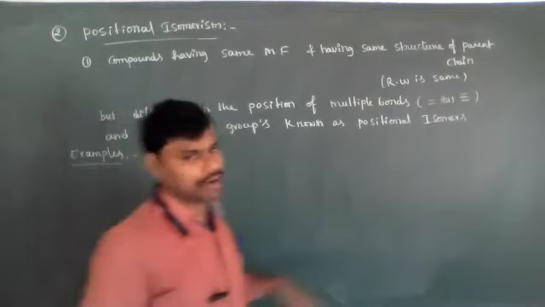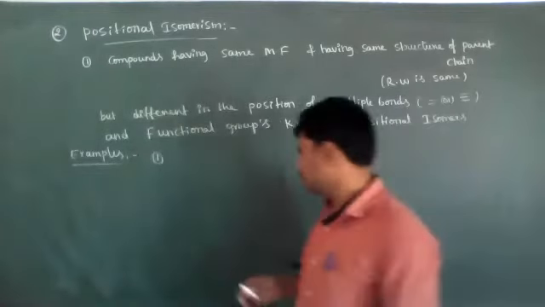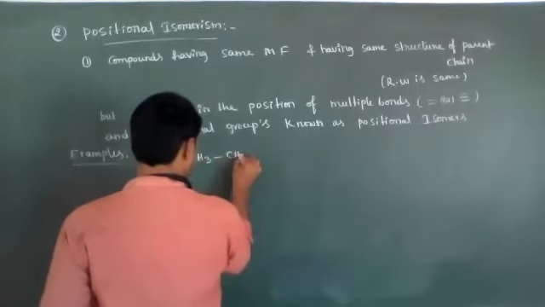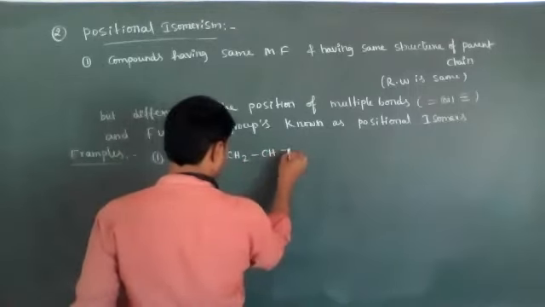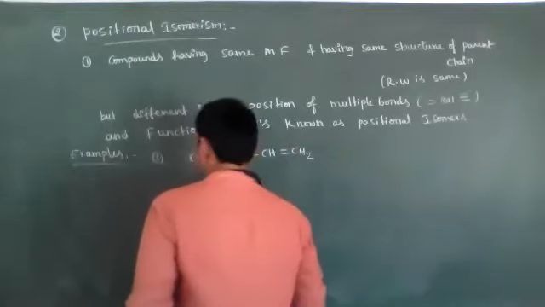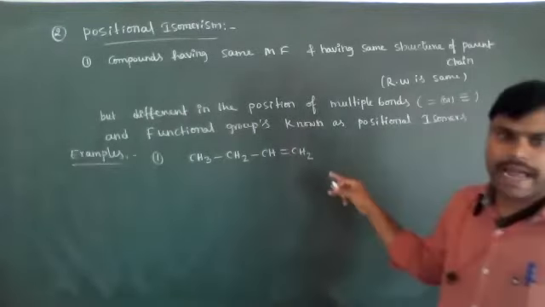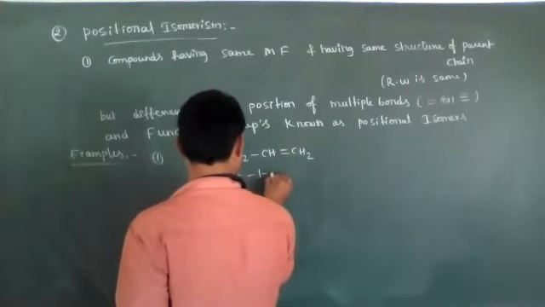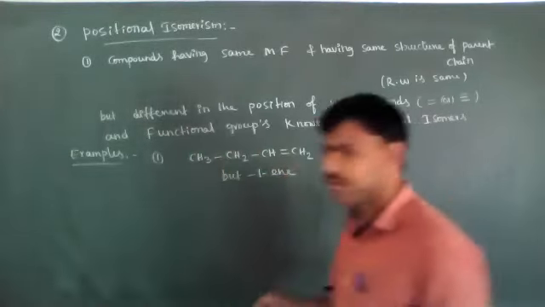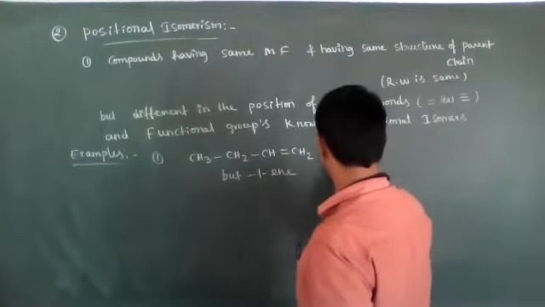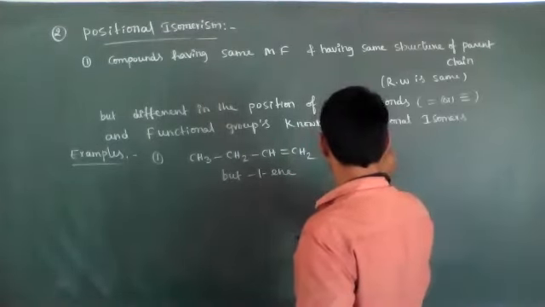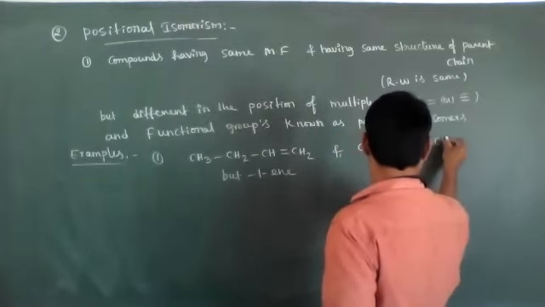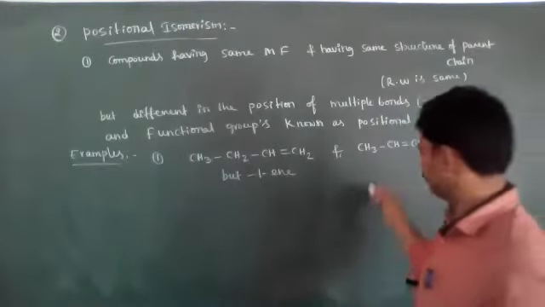First one, I will give you an example related to double bonds and triple bonds. For example, the double bond is present in but-1-ene, and here CH3, but-2-ene.